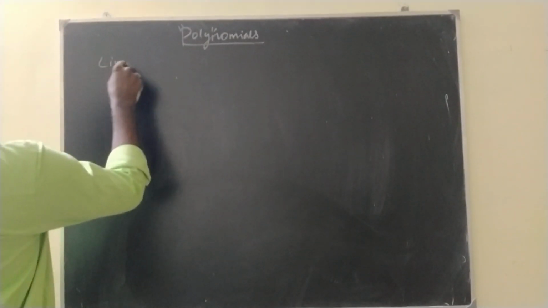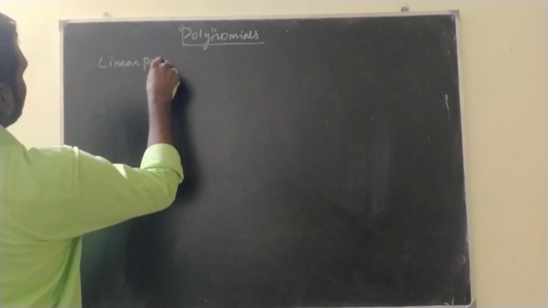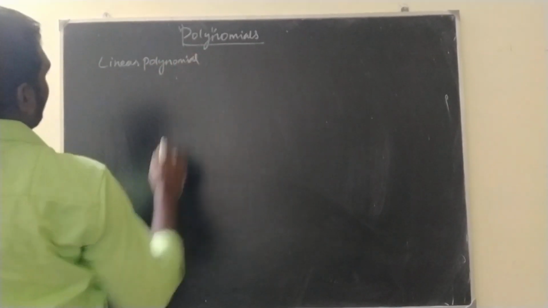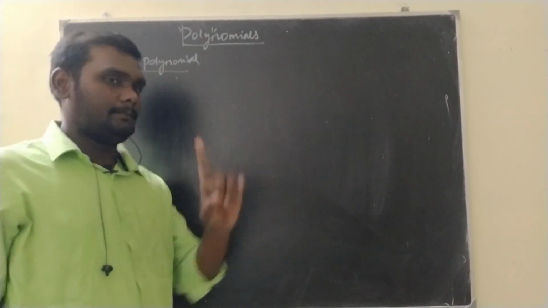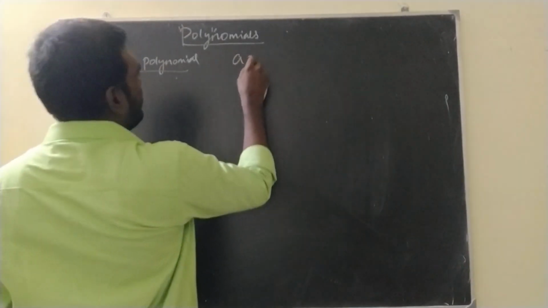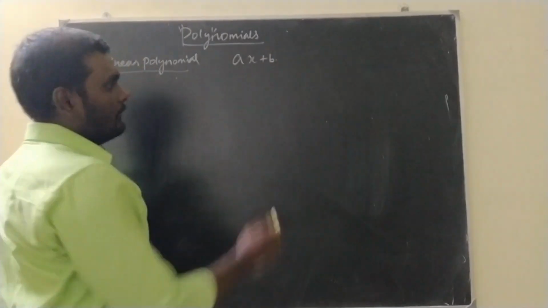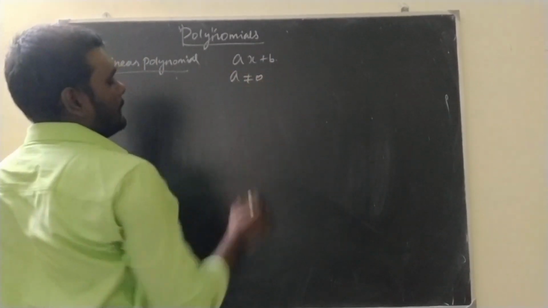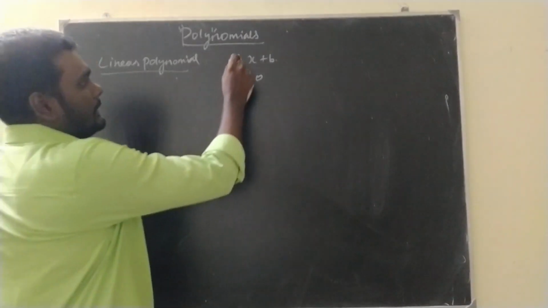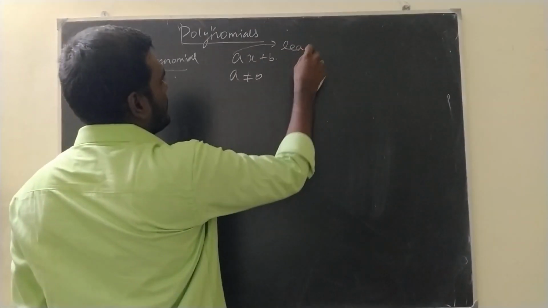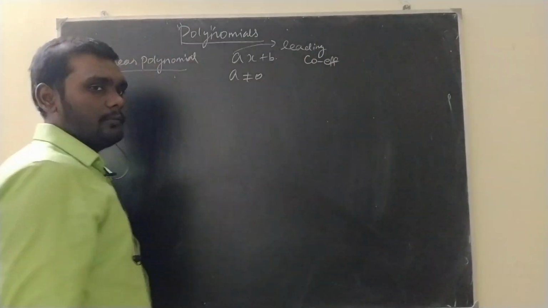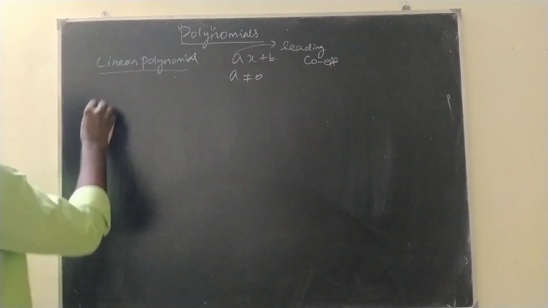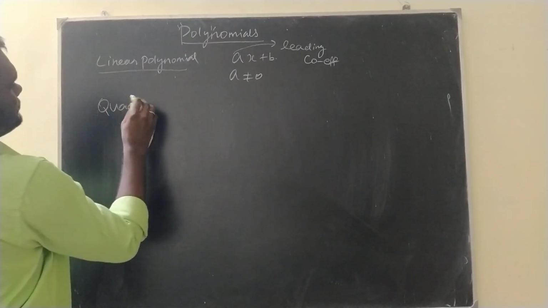How will a polynomial look actually? See, a linear polynomial will have the highest degree of the variable as 1. It is in the form of ax plus b, where a should not be 0. Here we are calling this a the leading coefficient. Leading coefficient. And a quadratic polynomial.